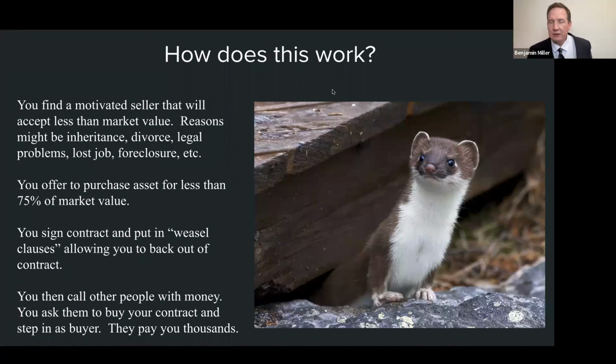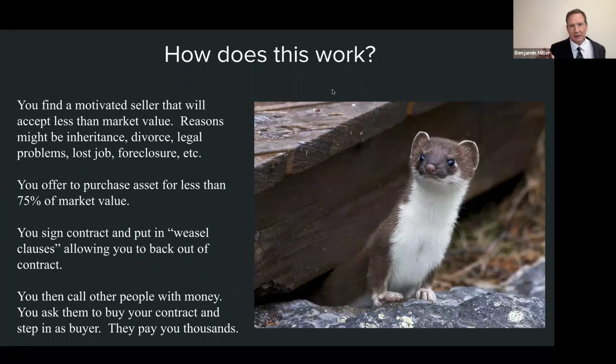Another example would be divorce. Sometimes there's a divorce going on and an asset needs to be sold in a divorce. It could also be legal problems. Maybe the person lost their job and can no longer pay the debt on the property. Maybe the person already is having a problem with their bank and the bank is threatening to take the property.